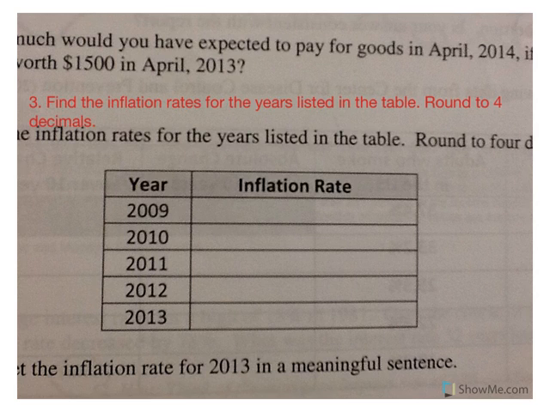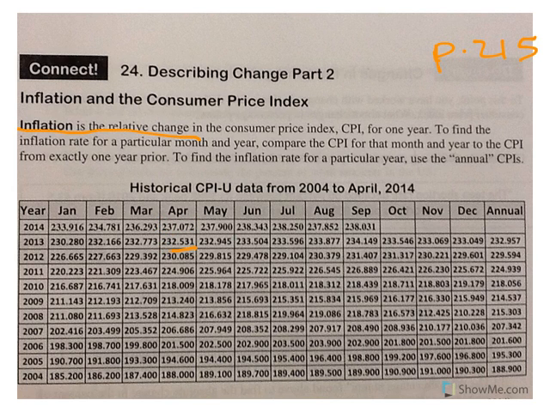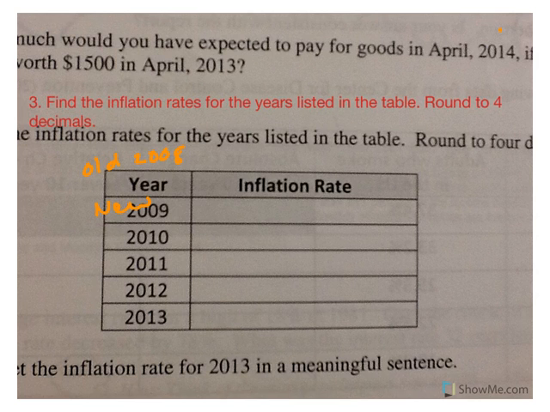So 2009. Now, if we think about that, that means this is new. And to find the old, I will have to use 2008. So if we go back to our table, now we are going to use the annuals because we want overall years. So 2009 and 2008 are the two values that we're going to use. So 2009 has a value of 214,537, and 2008 is 215,303.